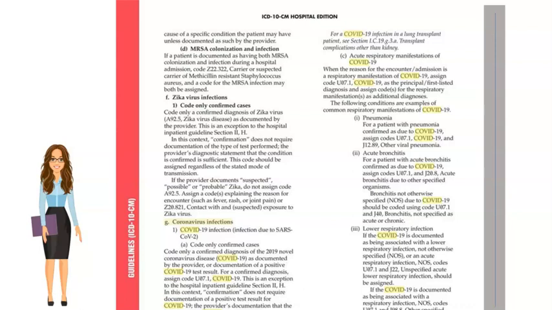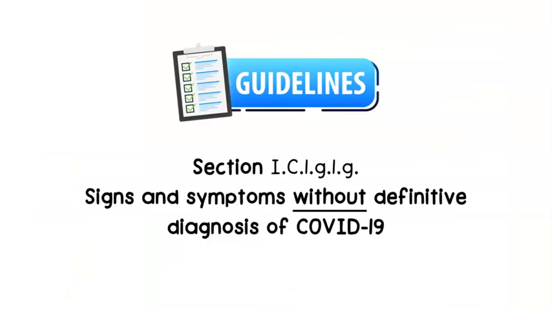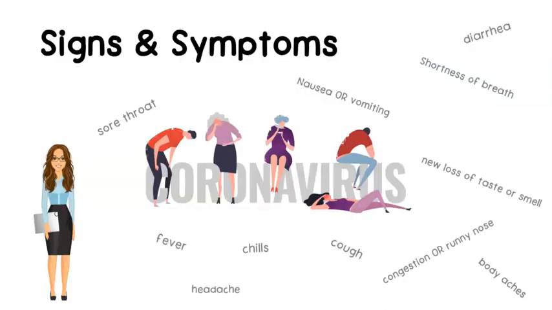Grab your ICD-10-CM coding manual and prepare to reference the coding guidelines for COVID-19 infections. Guideline I.C.1.g.1.g discusses signs and symptoms without a definitive diagnosis of COVID-19. Some signs and symptoms of the COVID infection are headache, sore throat, nausea or vomiting, fever and chills, cough, congestion or runny nose, shortness of breath, body aches, and also new loss of taste or smell.